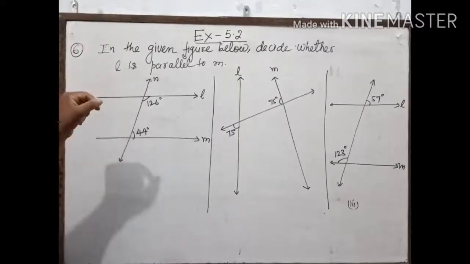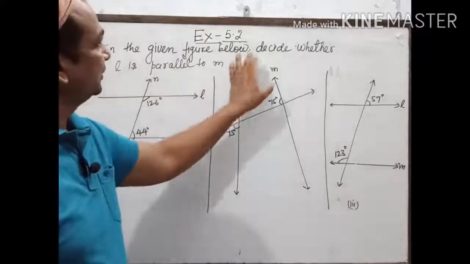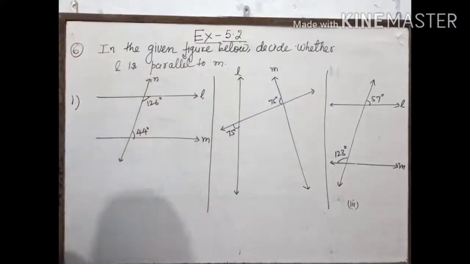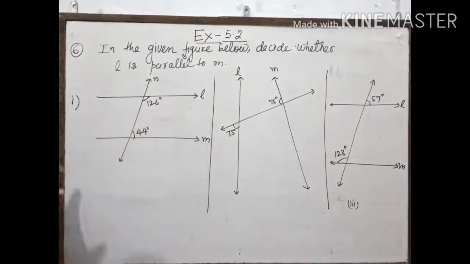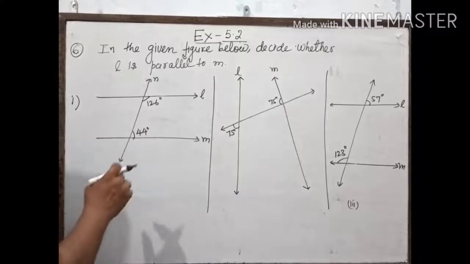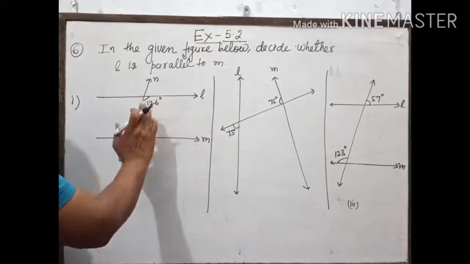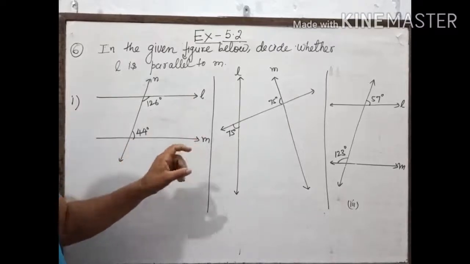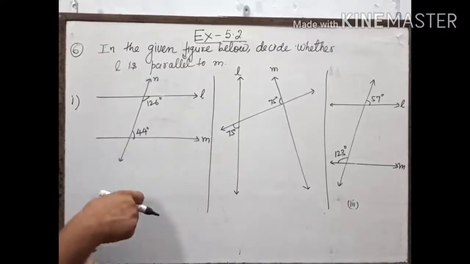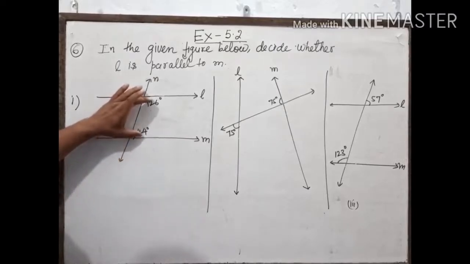Now move to question number 6. In the given figure below, decide whether L is parallel to M. In the figure first, we have to decide whether L is parallel to M, yes or no. In question number 6, all the 4 questions can be solved or checked by using co-interior properties. Now in the first question, these are co-interior angles, or interior angles on the same side of the transversal. This is known as co-interior angles.